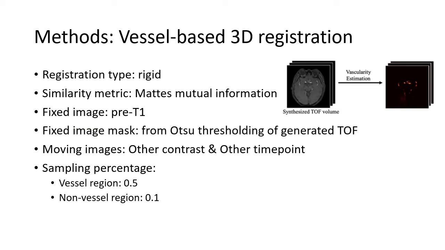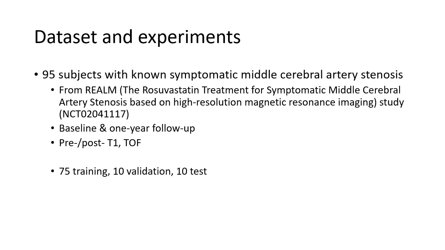Second step is vessel-based 3D registration. The probability map of the vessel areas on synthesized TOF are estimated using auto-binary thresholding, where all pixels on TOF are clustered into vessel and non-vessel areas based on intensity. This vessel map is then applied as a weighted attention mask to calculate the similarity metric between fixed, that is T1 weighted images, and moving, that is other contrast and time point images. In our implementation, we sample 50% of points in vessel and 10% points in non-vessel areas, and we optimize mutual information to obtain an optimal rigid transformation.